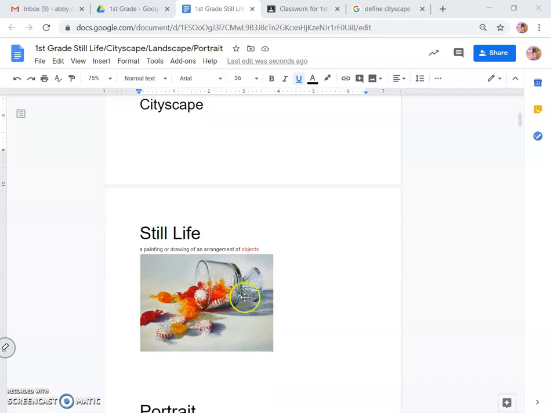The very first one we're going to look at is still life. So let's think about those words, still life. So still, that means it's not moving, right? Let me read you what the definition is here. A still life is a painting or drawing of an arrangement of objects. So what are objects? Objects are just things around you that are not alive. So it could be your TV remote, could be a crayon, could be a pencil, could be a glass full of candies. So a still life is just the objects around you. Those objects are not alive and they are still, so they do not move.